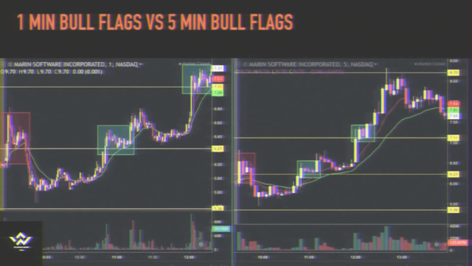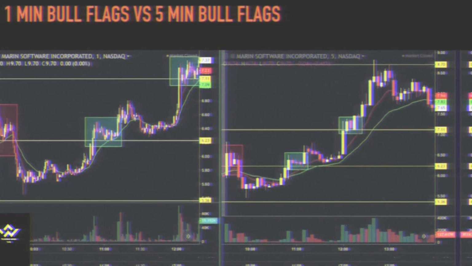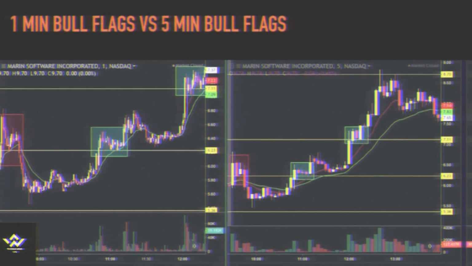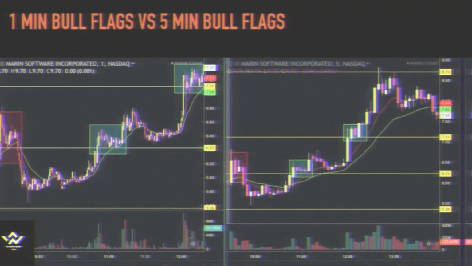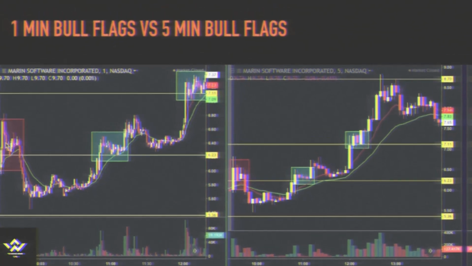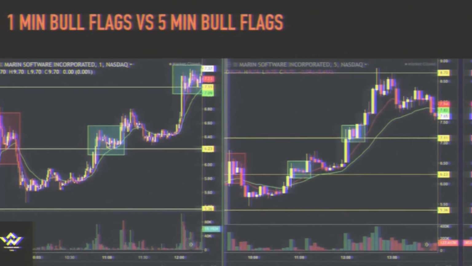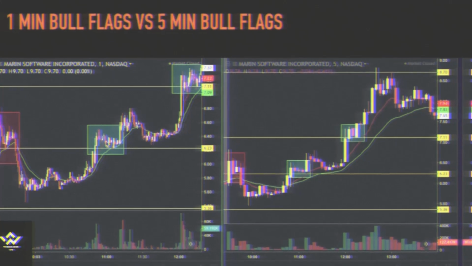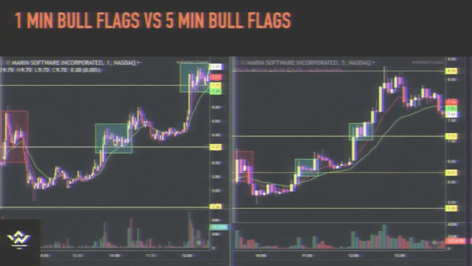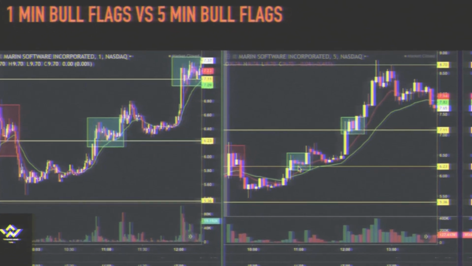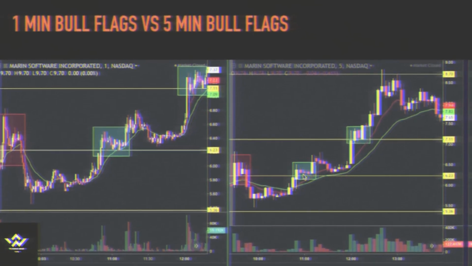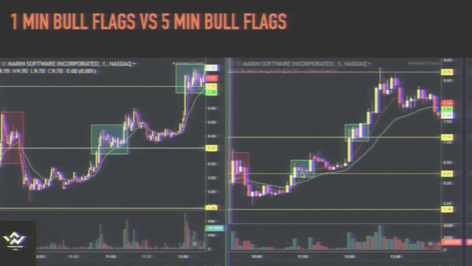Here's the chart on the same stock on the same day, but the chart on the left is the 1-minute chart and the chart on the right is the 5-minute chart. Notice on the 1-minute chart that these bull flag patterns are rigid, and you don't get nice clean breaks to the upside once you get the first 1-minute candle to break the previous pullback candle high. But over here on the 5-minute chart, you get much cleaner setups, which help reduce the possibility of false signals.